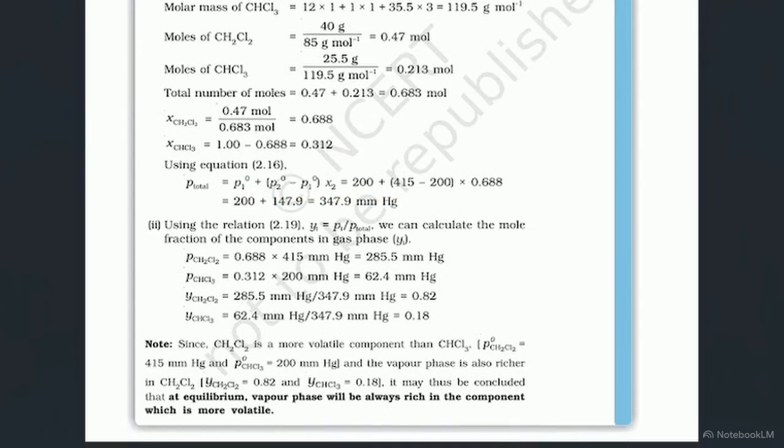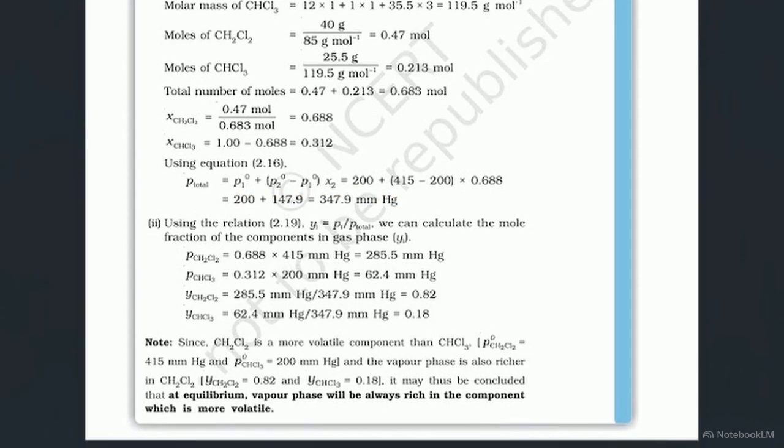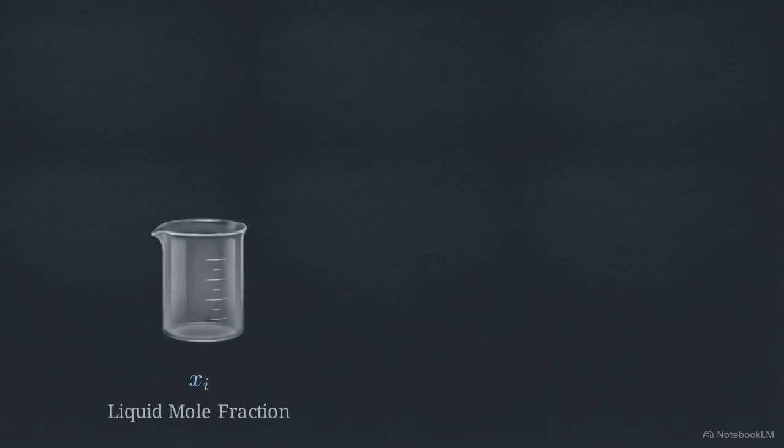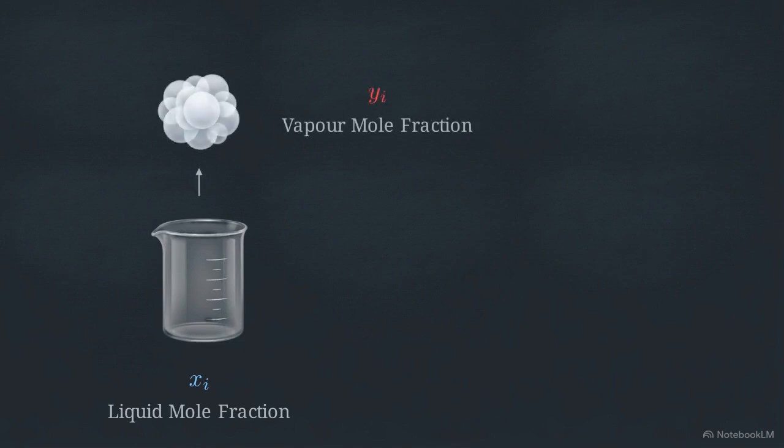Multiply each fraction by its pure vapor pressure, add them together, and we find a total solution pressure of 347.9 millimeters of mercury. But there is a second phase to this problem. The mole fraction inside the liquid beaker, Xi, is not the same as the mole fraction in the vapor cloud floating above it, which we label Yi.